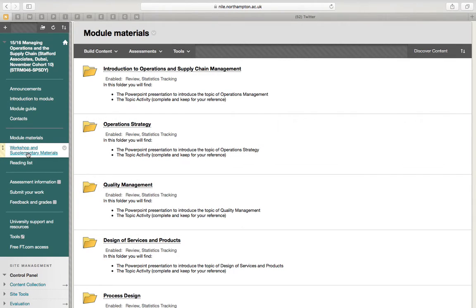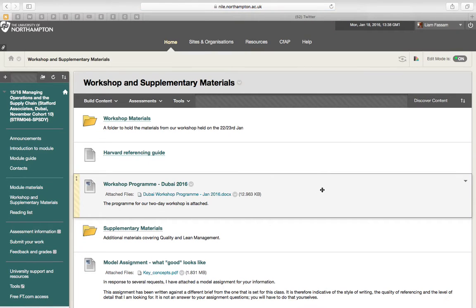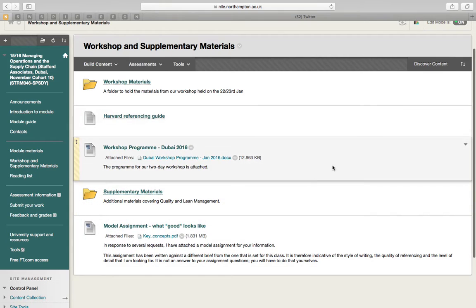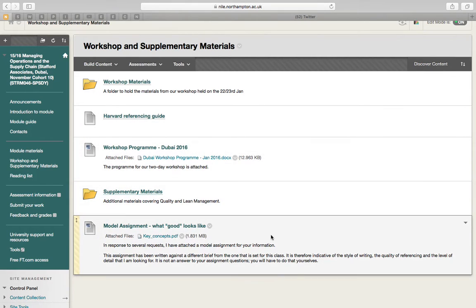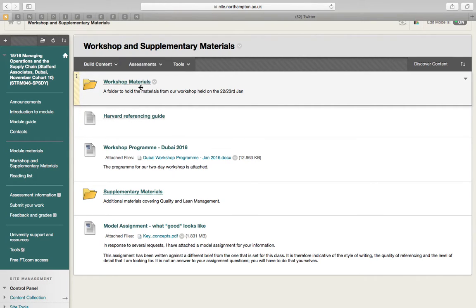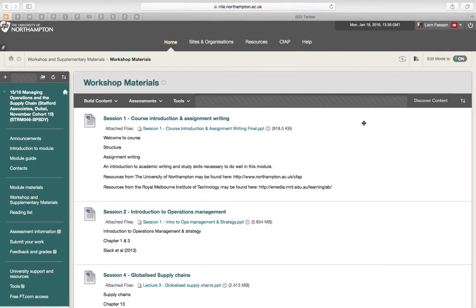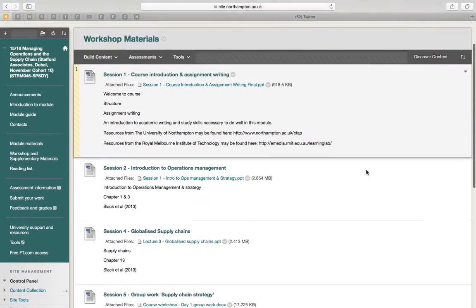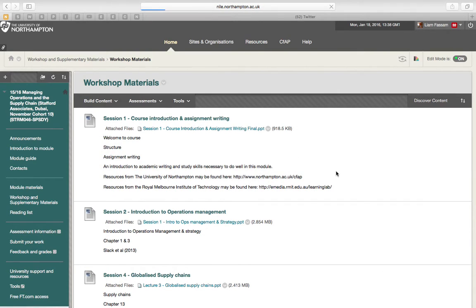The one that we'll be using on Friday and Saturday is this one here, Workshop and Supplementary Materials. And inside here you will see there are 5 different items. A model assignment. This is by no means prescriptive. This is just to give you an indication of what a good assignment looks like. Some supplementary materials on operations management. The program agenda. A Harvard referencing guide, which we'll go through in more detail on the workshop itself. And in here, the workshop materials that you can read through now ahead of Friday and Saturday sessions.